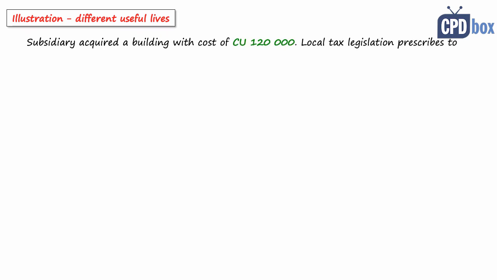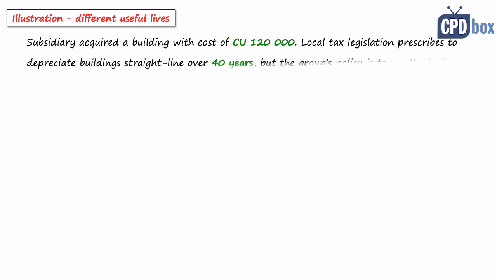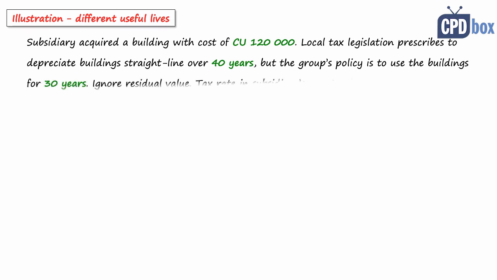Subsidiary acquired a building with a cost of 120,000 currency units. Local tax legislation prescribes to depreciate buildings straight line over 40 years, but the group's policy is to use the buildings for 30 years. Ignore residual value. The tax rate in the subsidiary's country is 20%.